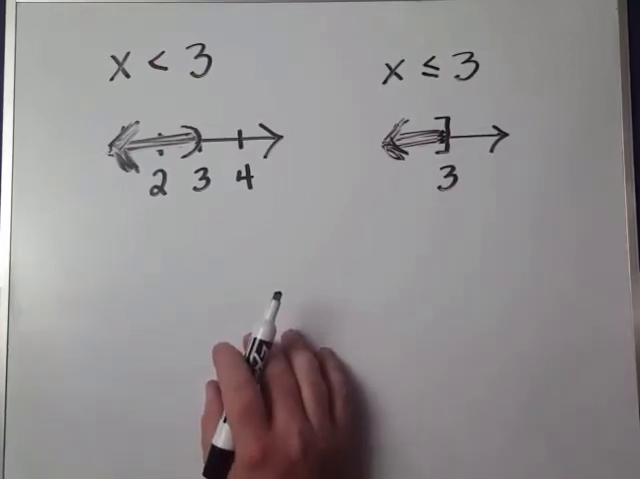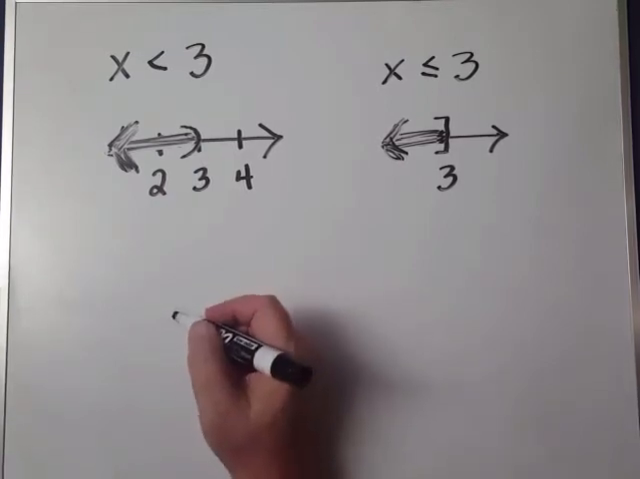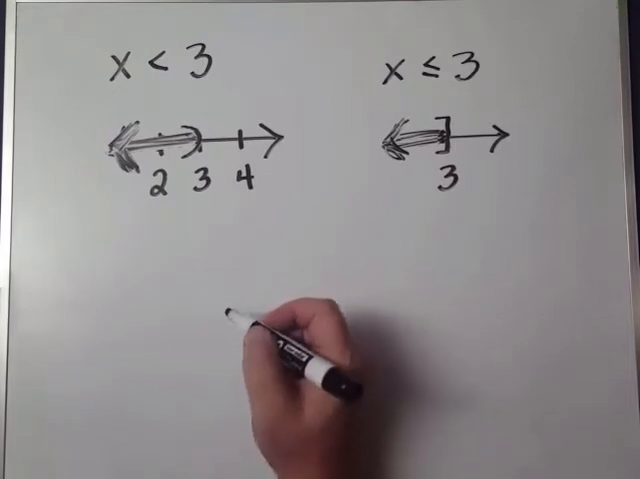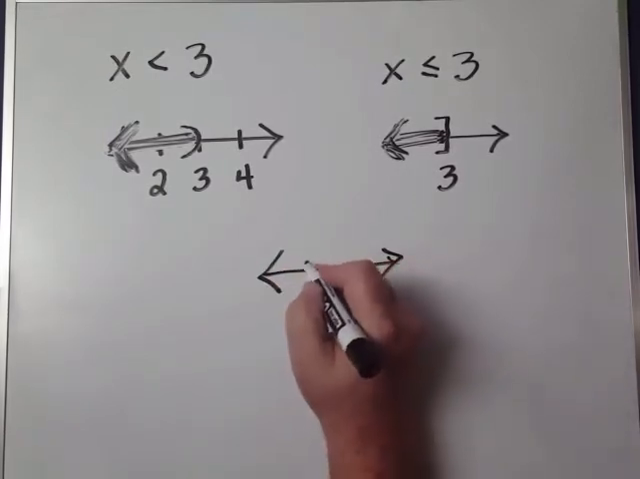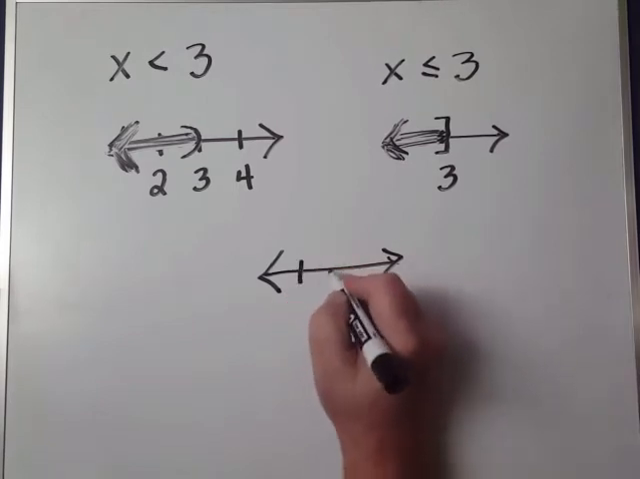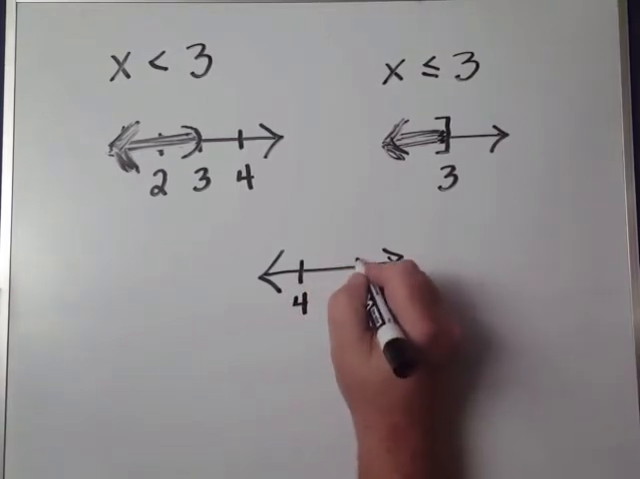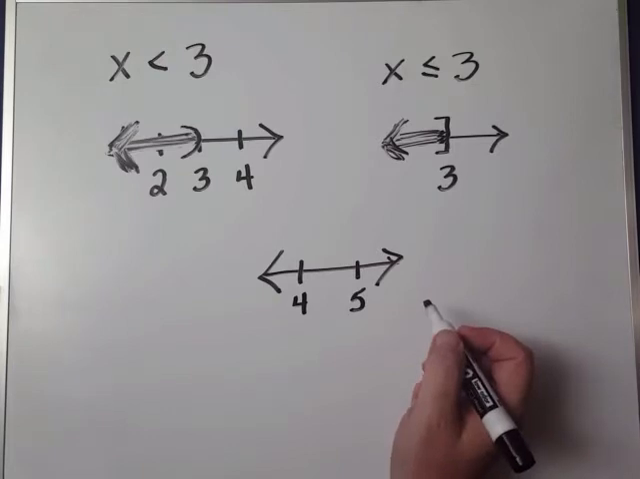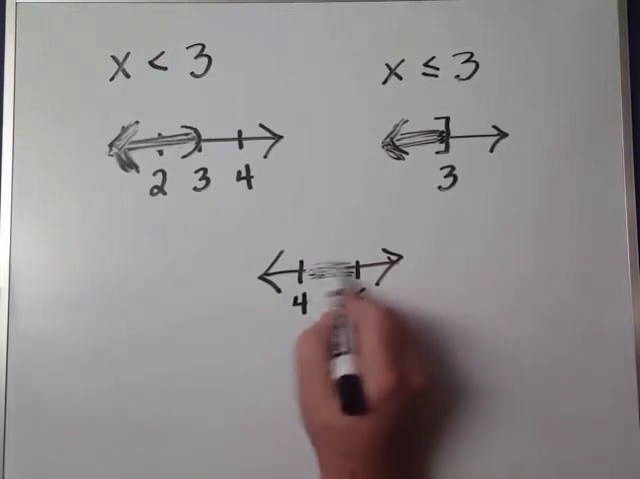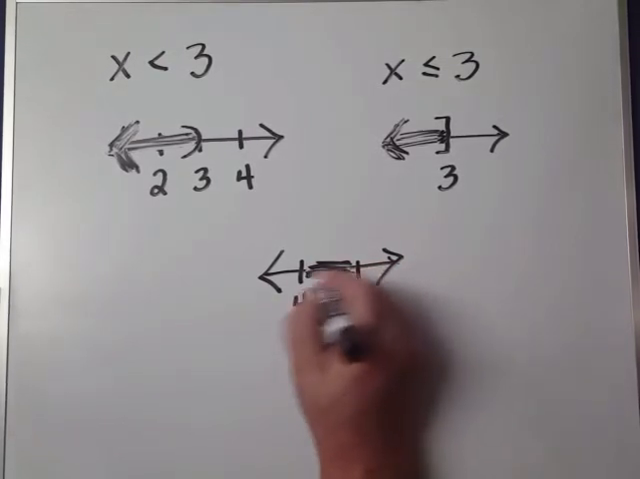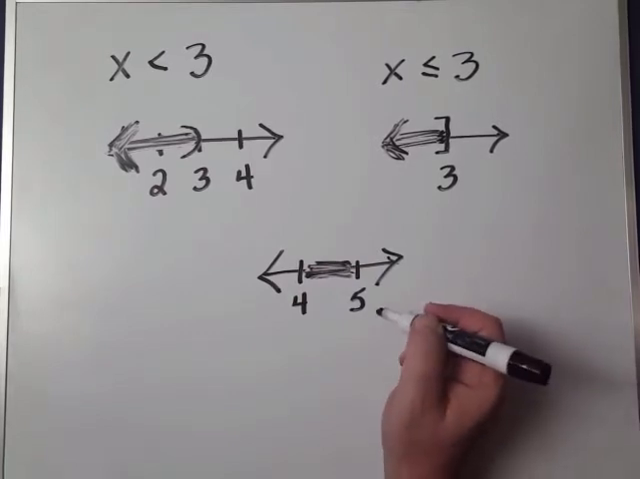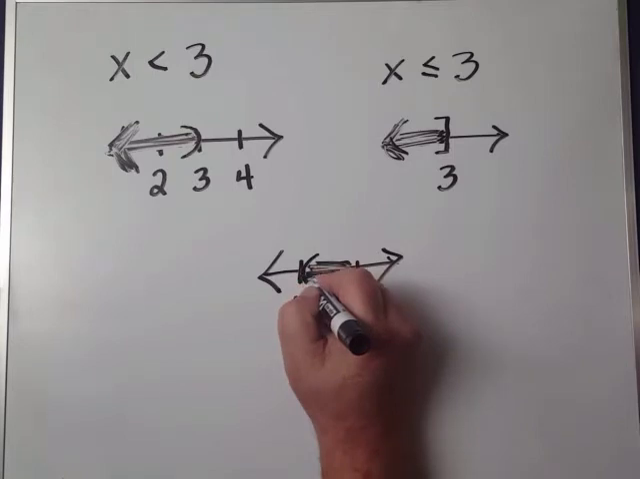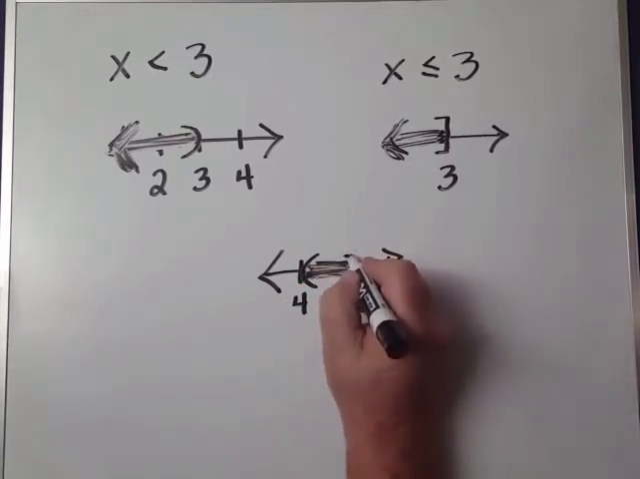Another way to write these sets of numbers is as intervals. An interval, let's just put a graph up here. Let's talk about all the numbers between 4 and 5. Well, we'll shade in everything between. And I said all the numbers between 4 and 5, so we're not including the 4. We're not including the 5.